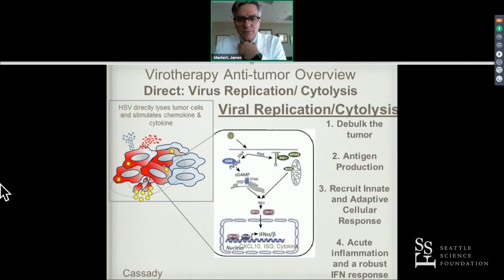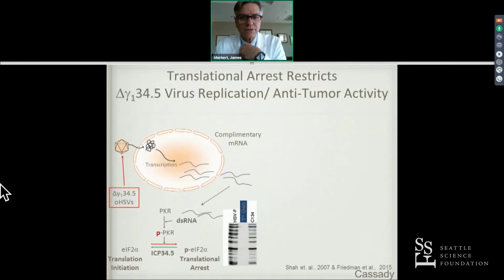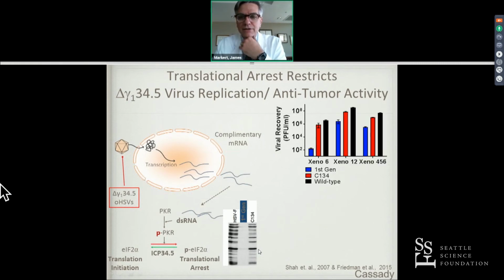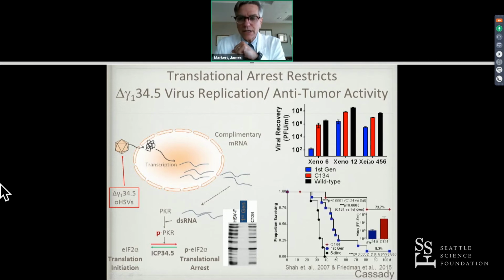And I'm going to move quickly through these more scientifically based studies, but basically these show that the virus is able to produce an acute inflammatory and robust interferon response. And here, this just shows some of the mechanism of how ordinarily 34.5 allows viral replication to take place in the wild-type virus, and how if you replace 34.5 with this IRS1 gene, you still get these proteins made, which is not seen in viruses such as GTO7. Viral recovery is increased in the C134 model over these first-generation viruses, indicating that replication is better, and you can see improved survival in some of these models as well.